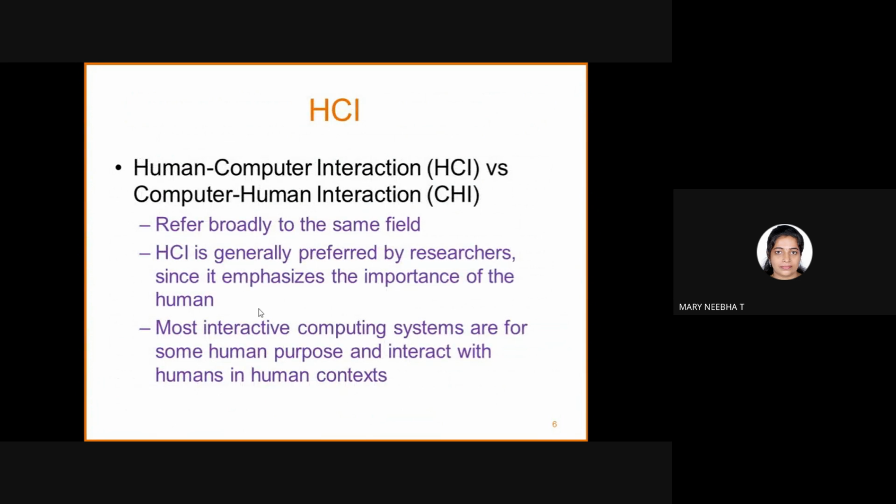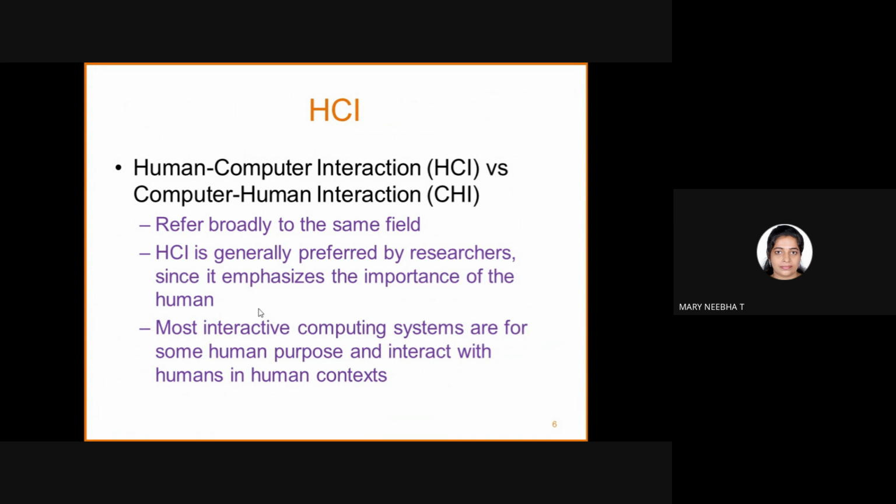We can divide the core elements of HCI into human aspects, computer aspects, and interaction aspects. When you take the human aspects, it means understanding the human side of interaction, that means studying cognitive processes, motor skills, perception, memory, emotions. This is very crucial for designing interfaces that are easy to learn and use. Without studying humans, it is not possible to design the interaction possibility.